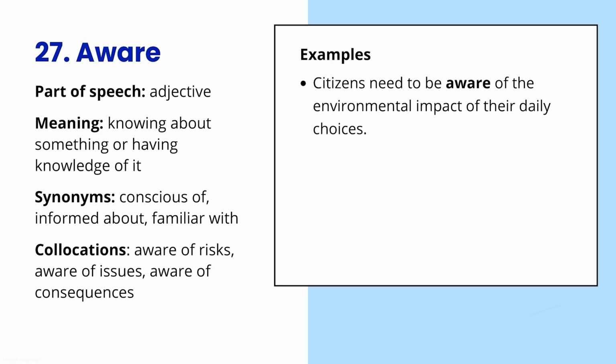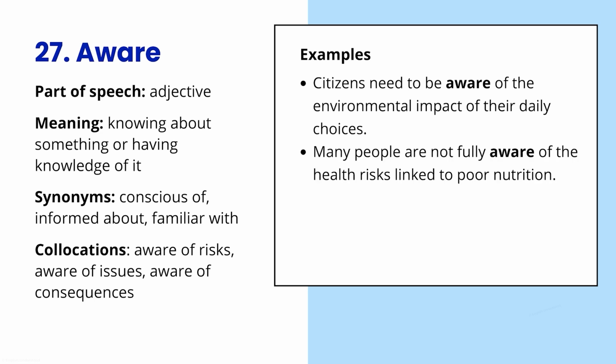Citizens need to be aware of the environmental impact of their daily choices. So this means people need to know what effect their actions are having on the environment. Many people are not fully aware of the health risks linked to poor nutrition. So this means many people don't really know the health risks linked to not having a good diet. Now, when you're using aware, remember to use aware of when explaining what someone knows.